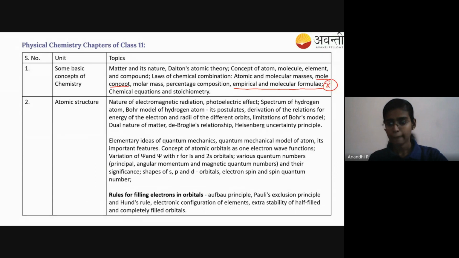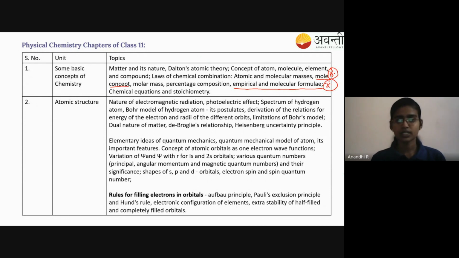Okay, so the mole concept is a very important topic for your whole physical chemistry. Got it? So this is about your first lesson of physical chemistry, some basic concepts of chemistry.